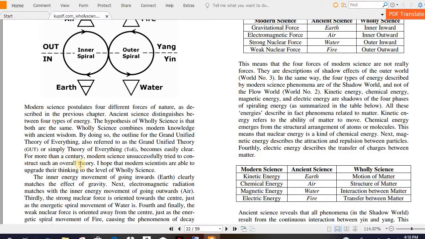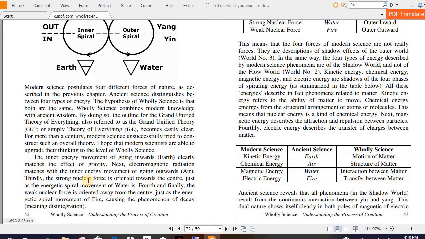For more than a century, modern science unsuccessfully tried to construct such an overall theory. I hope that modern science is able to upgrade its thinking to the level of holy science. The inner energy movement of going inwards, Earth, clearly matches the effect of gravity. Next, electromagnetic radiation matches with the inner energy movement of going outwards, air.